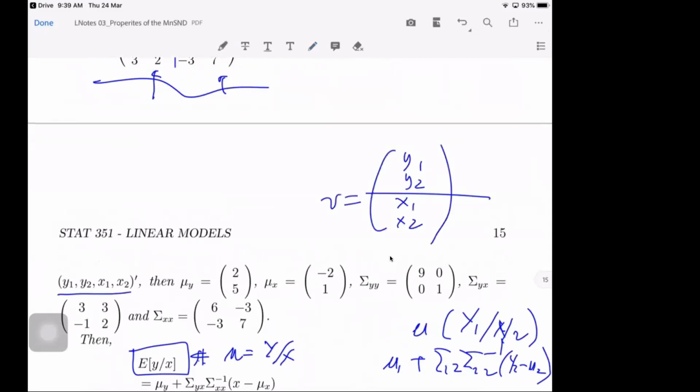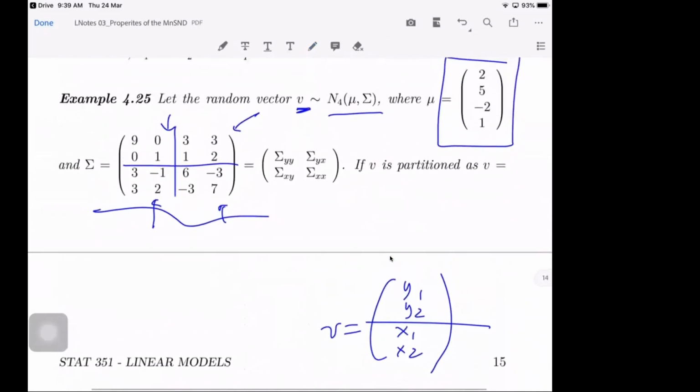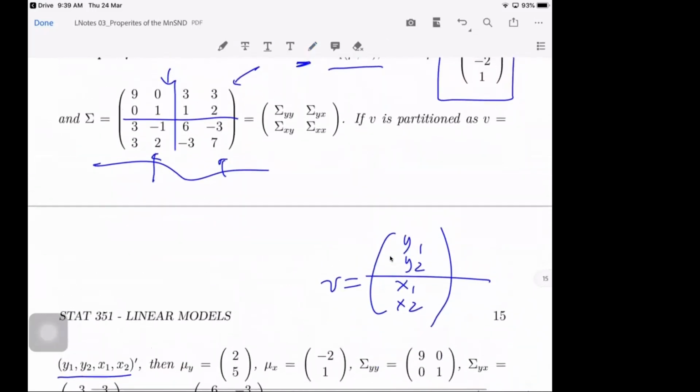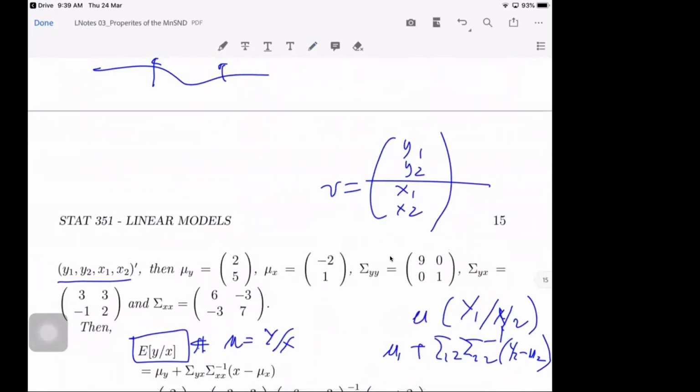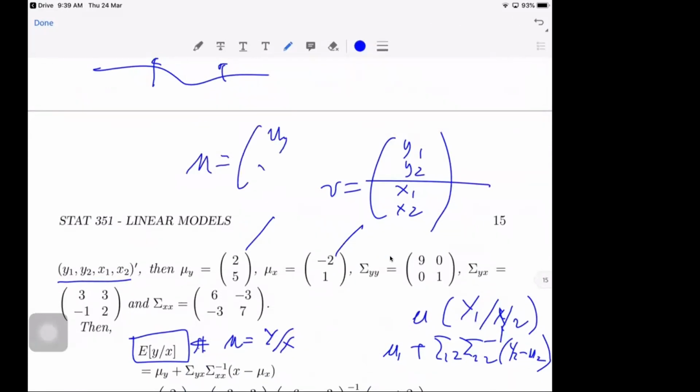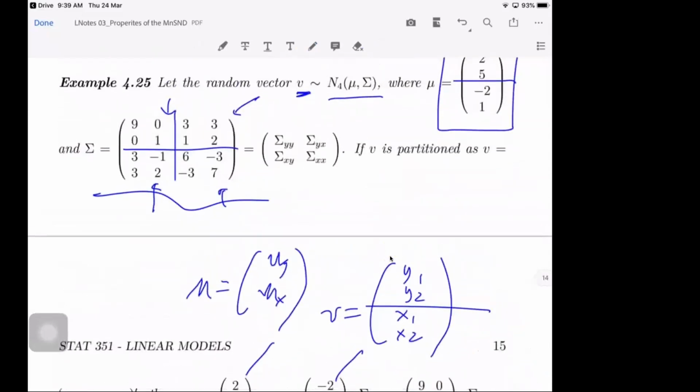So if we try to subdivide our mean vector here, the subdivision is 2, 5 and negative 2, 1. So your mu is subdivided as mu y and mu x. And this is how we subdivide our matrix.